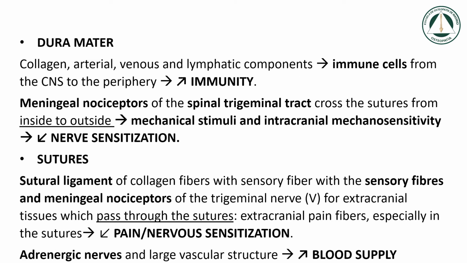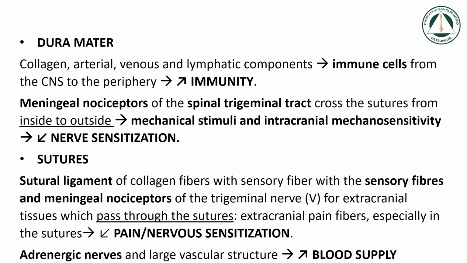The dura mater. Collagen, arterial, venous, and lymphatic components contain immune cells, going from the CNS to the periphery, which increase the immunity. Meningeal nociceptors of the trigeminal spinal tract cross the sutures, from inside to outside. For this reason, in the suture, mechanical stimuli and intracranial mechanosensitivity can increase the nervous sensitization.